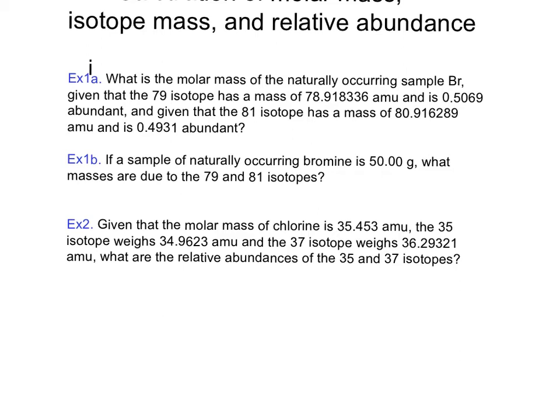So in this case, we're given the molar mass. We can look that up in the periodic table, and we know the masses of the 2 isotopes, and the question is, what are the abundances? So we're going to work backwards on that one here and go through the details.